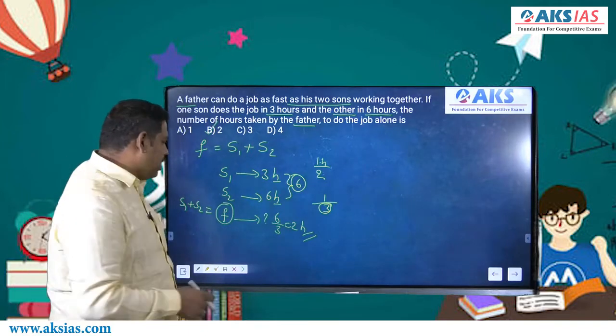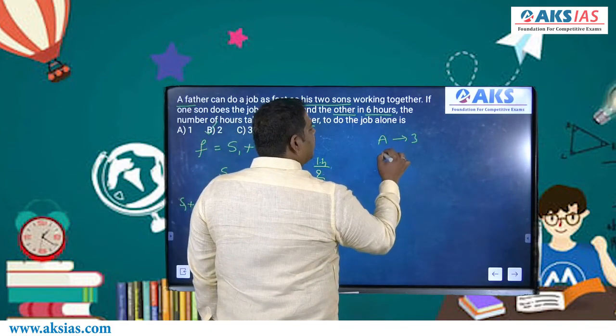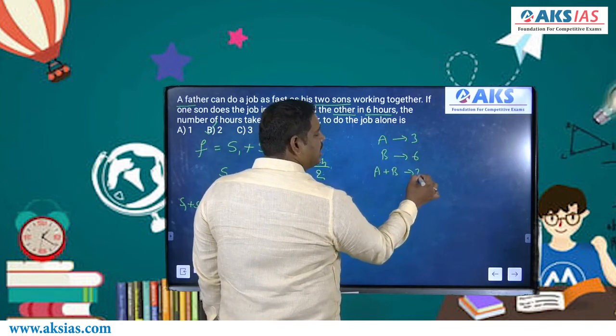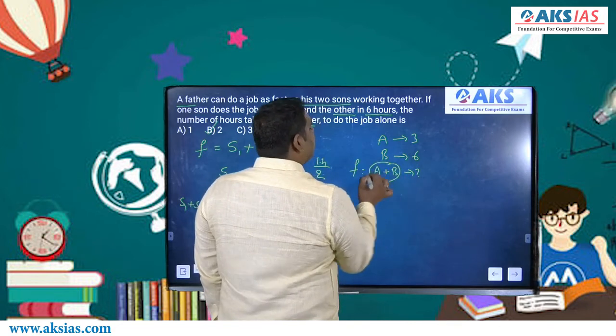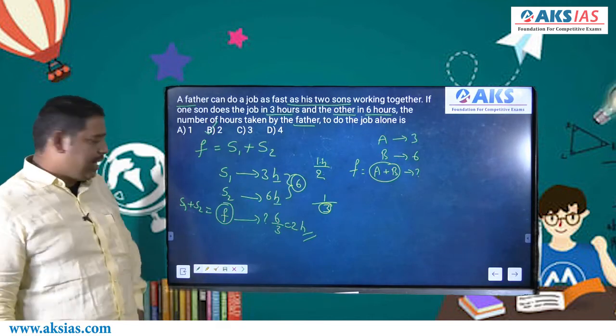So in this question, only a small point is there. Actually, A can do in 3 hours, B can do it in 6 hours. A plus B how many hours? This we already know, right? But this A plus B he replaced with father, and father is equal to A plus B. Is it correct or wrong? That's it, nothing else. Okay. Right. Let's go to the next question.